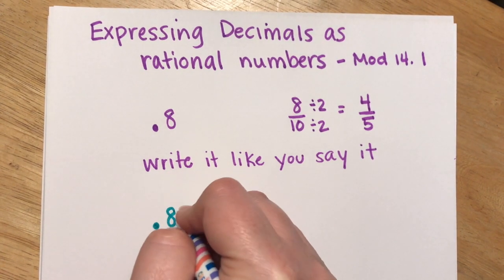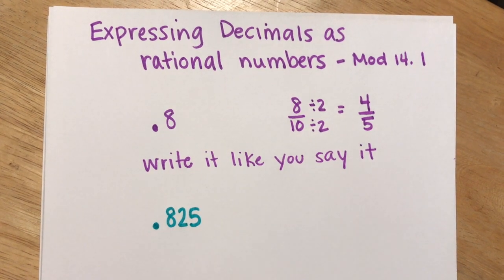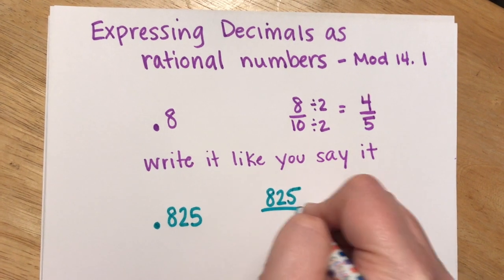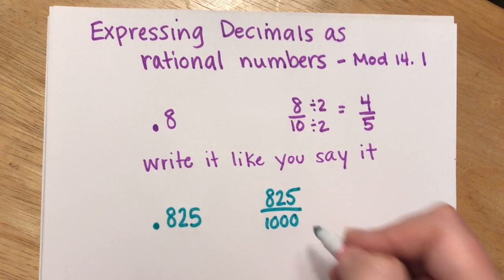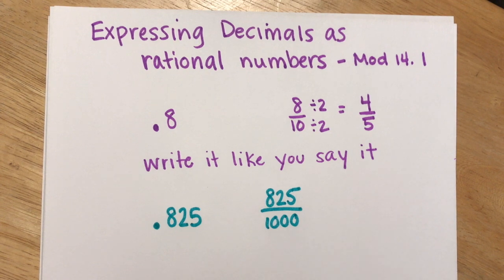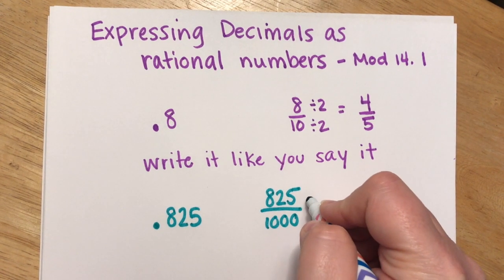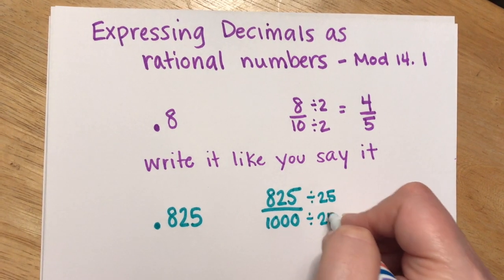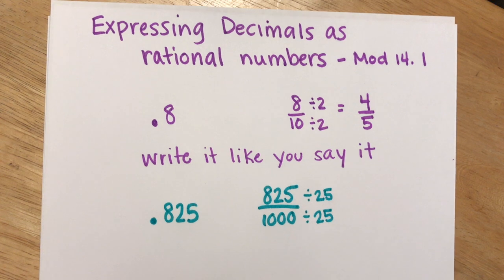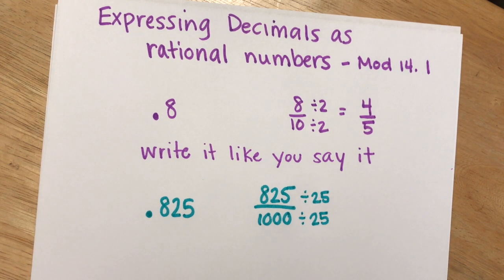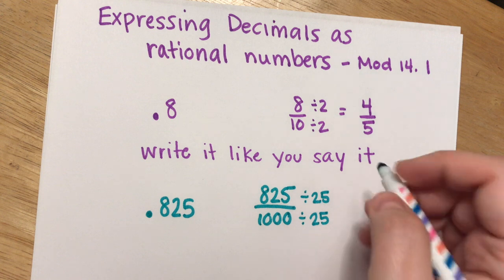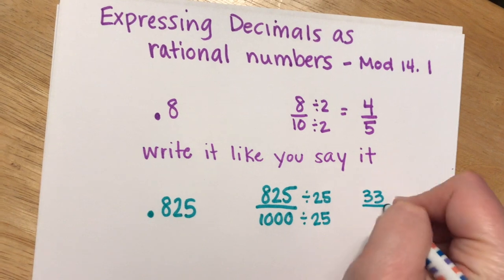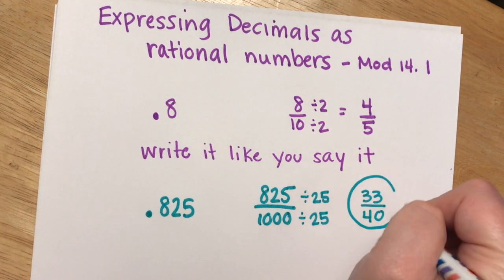let's say, 825 thousandths. Again, you're going to write it like you say it. So 825 thousandths. And of course, you can simplify this. What number can go into both? Well, I know that 25 can go into both. You might not know that. You might take it down a little bit slower and keep on simplifying it over and over again until you get to two numbers that are simplified. But in this case, I know that 25 goes into both. And this would equal 33 over 40. And that would be my simplified answer.